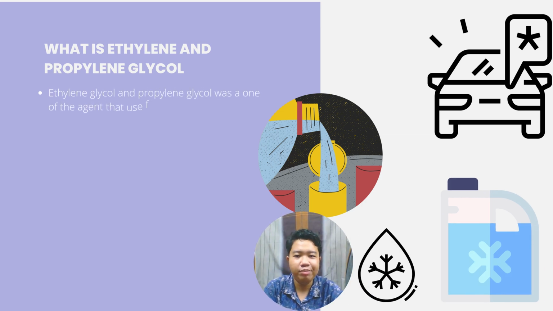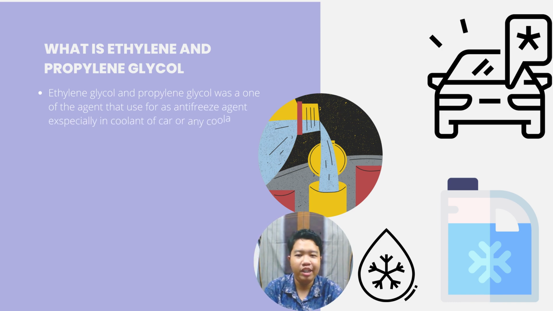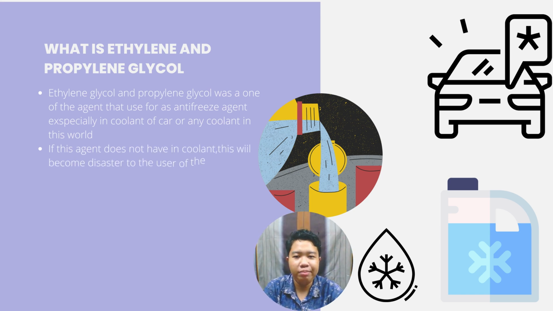Ethylene glycol and propylene glycol are agents used as antifreeze, especially in the coolant of a car or any coolant in the world. If this agent is not in the coolant, it will become a disaster for the user of the coolant.